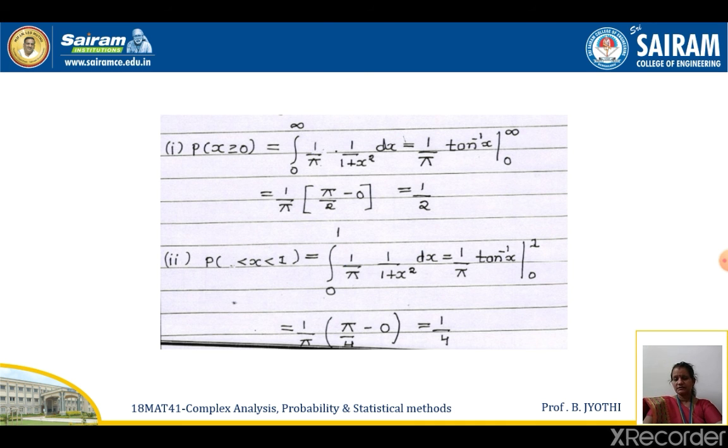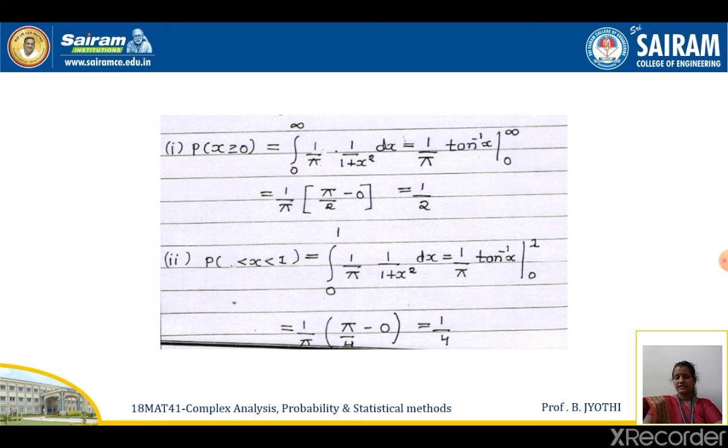First case, P of X greater than or equal to 0. This is the integral from 0 to infinity of 1 upon pi times 1 divided by 1 plus x square dx, that is 1 by pi tan inverse of x, which on integration and substituting limits we get pi by 2. Pi and pi get cancelled, we get the answer as half.